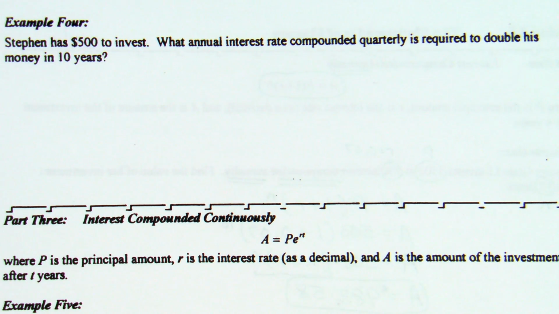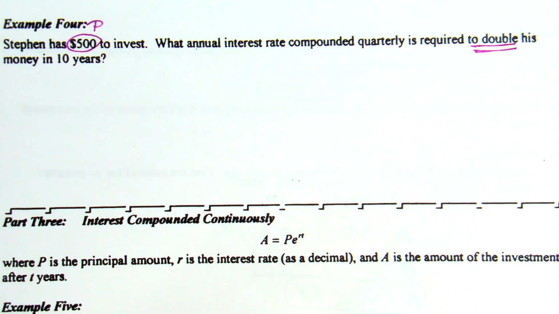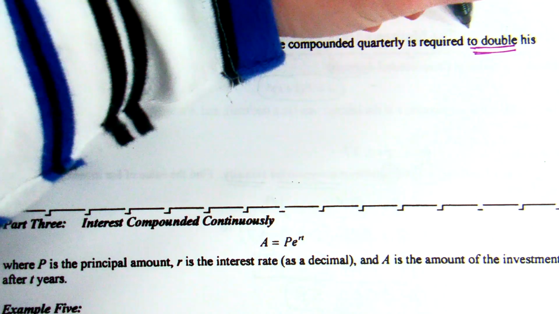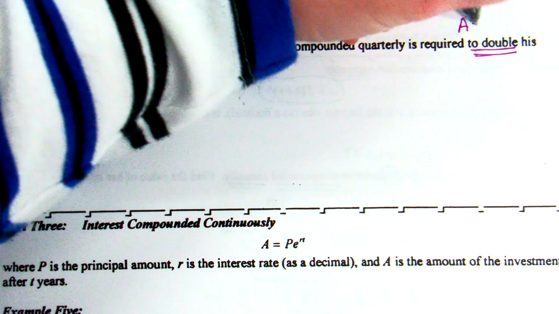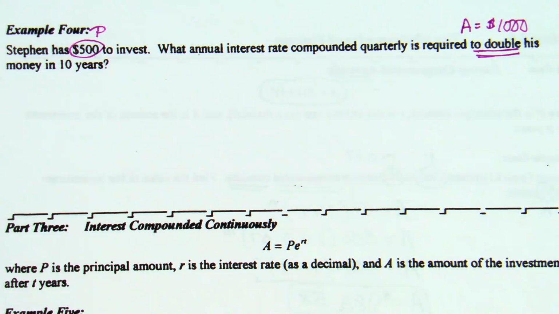Okay, what can you tell me about Stephen? He starts with 500, so that is my P, my principal. What else? Ooh, he ends with 1,000. How do we know he ends with 1,000? Right here, it doesn't give a number, but it says he doubles. And so you have to read into that and know if he ends with 1,000, that means A is 1,000. That's my end goal here.